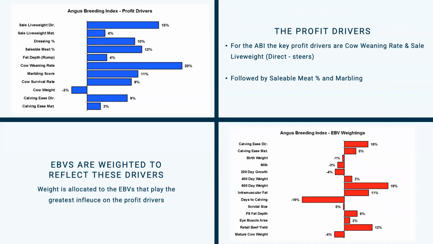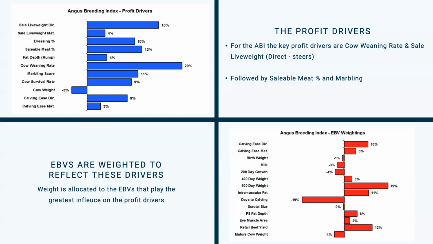The most important trait within that program, or the biggest profit driver, is cow weaning rate at 20%, followed by sale live weight, direct sales, so the progeny that are coming out of that program. Other emphasis is placed on things such as dressing percentage, saleable meat yield, and marketing and marbling. So those are the profit drivers. They're the things that make you money within your program, if you're a person who identifies as an Angus self-replacing breeding enterprise.